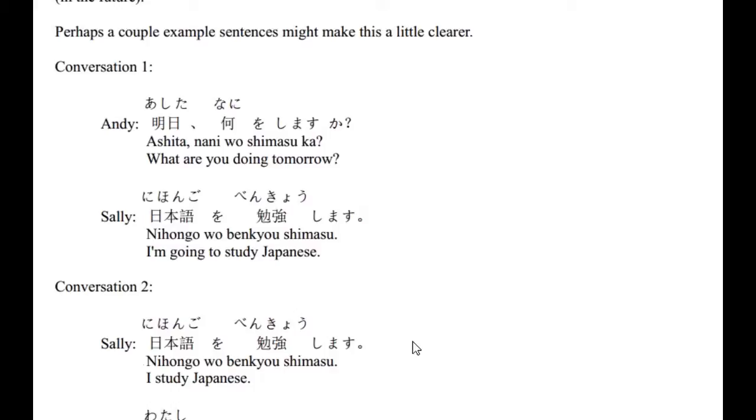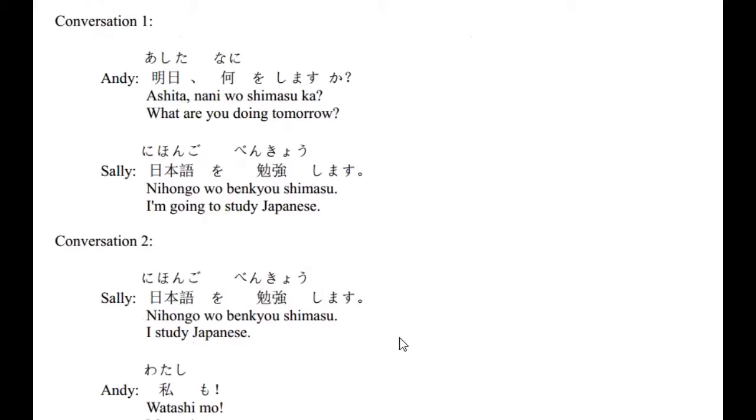two conversations that will help demonstrate what I mean. So here we have Andy and Sally. In conversation one, Andy says, 明日何をしますか? And Sally says, 日本語を勉強します。 So what are you doing tomorrow? Again, we have tomorrow, 明日. So she says, I'm going to study Japanese. 日本語を勉強します。 And here we have conversation two.